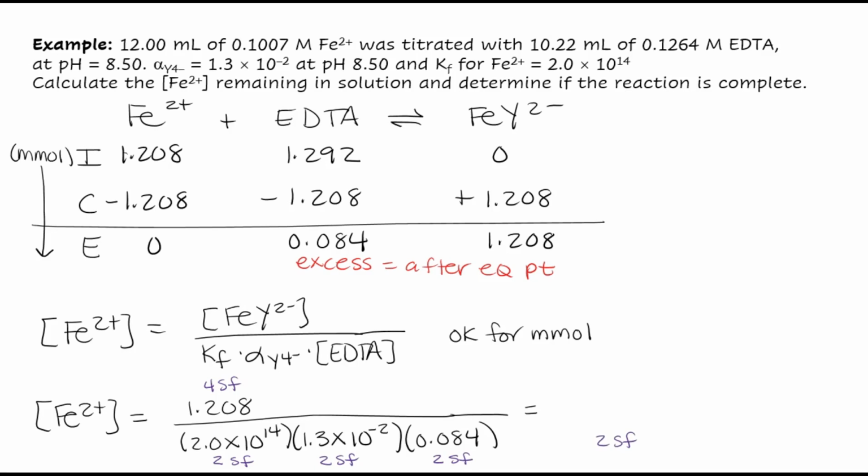Doing the math, make sure you use parentheses in the denominator, we have 1.208 divided by parentheses 2.0 times 10 to the 14 times 1.3 times 10 to the negative 2 times 0.084, close that parentheses, equals 5.5 times 10 to the negative 12. And the units are molar, and the substance is Fe2+.